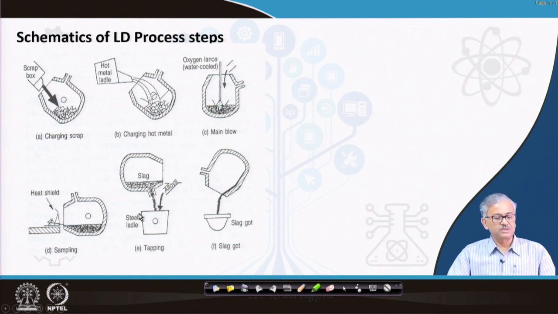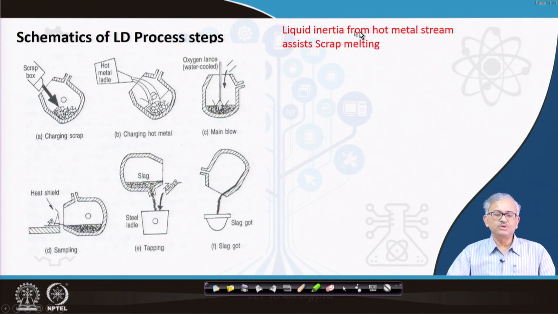Okay, you can do that. So that's why, and finally, the slag is taken out in a slag pot. Now, as I said, the liquid inertia from the hot metal stream assists in the scrap melting. In this case, when you add the liquid steel like this, the scrap melts.